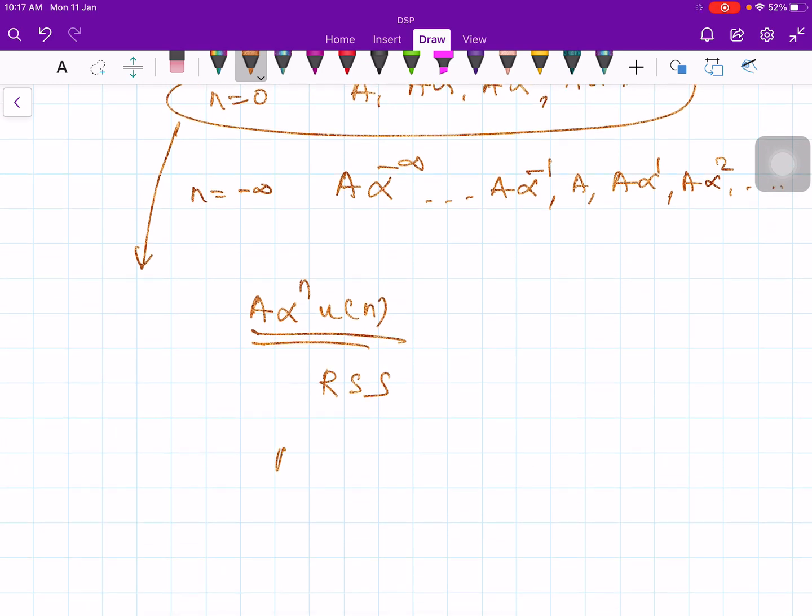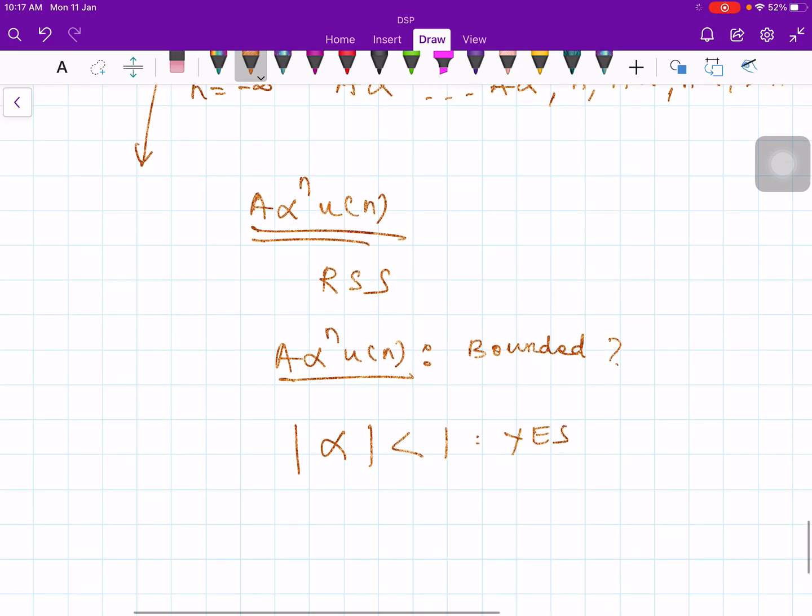Now the question is, a times alpha to the n u of n, is it bounded? Yes, it is bounded provided that the magnitude of alpha is less than 1. Then it will be a bounded sequence. If the magnitude of alpha is greater than 1, it is not a bounded sequence. The answer is no, because it increases indefinitely to infinity.